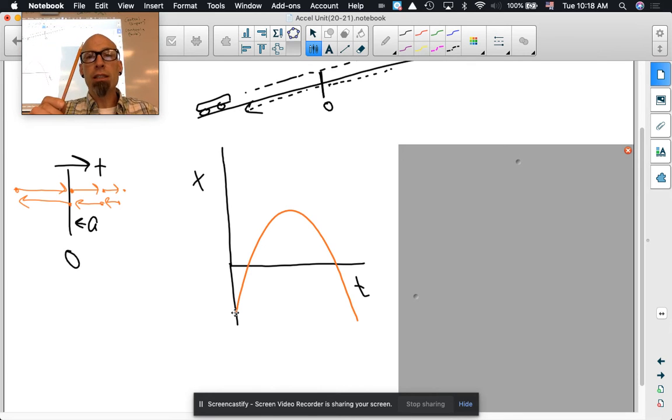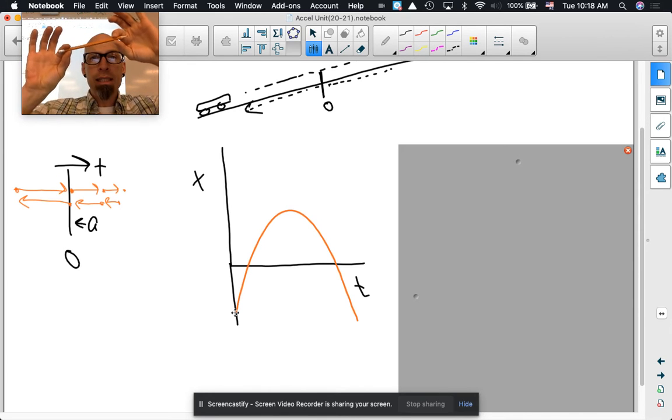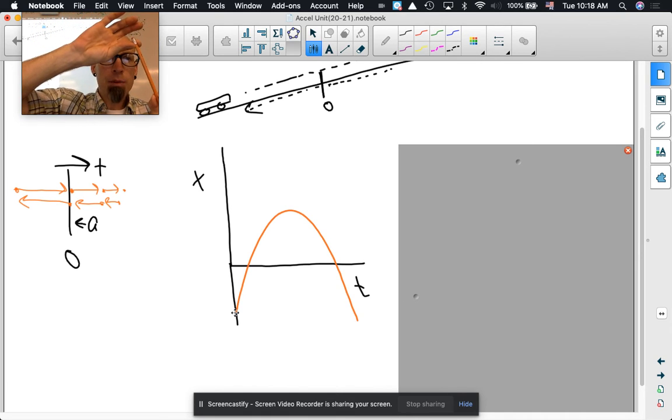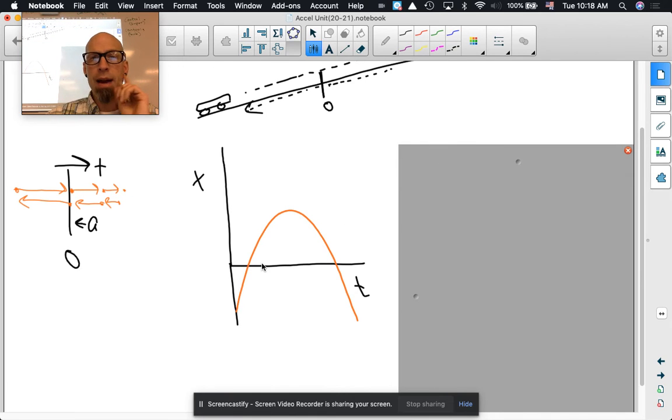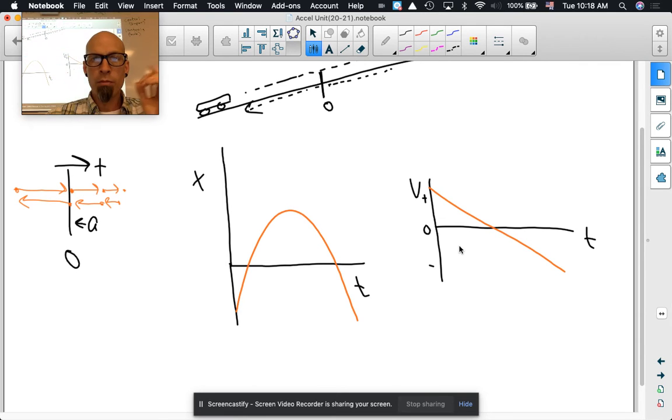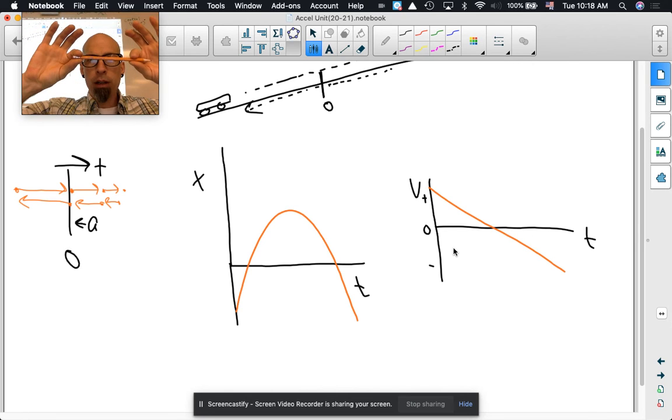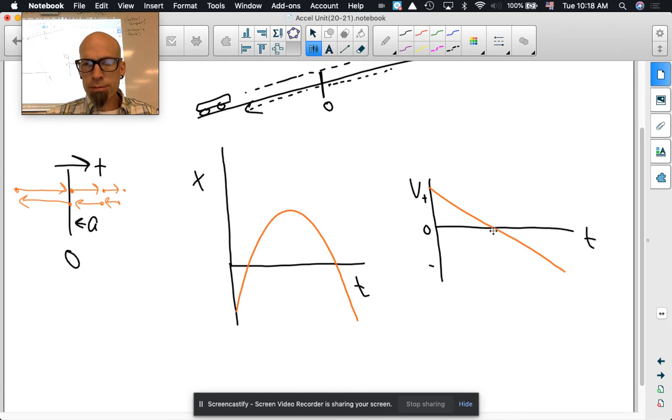Still, though, with a large positive slope, the slope got less and less steep until it got to 0 steepness, and then it started getting steeper, but steeper negatively, and that's the same thing we see happening here. Question is, does the VT graph look different at all? And the answer is no. What kind of slope do we have at the beginning? Still, fast, positive. What kind of slope do we have at the end? Still, fast, negative. What kind of slope do we have in the middle? 0. 0 velocity in the middle.